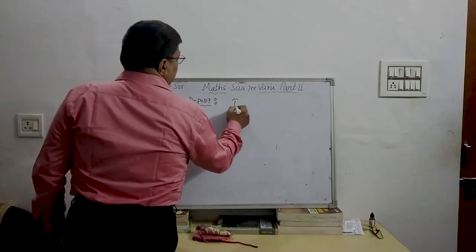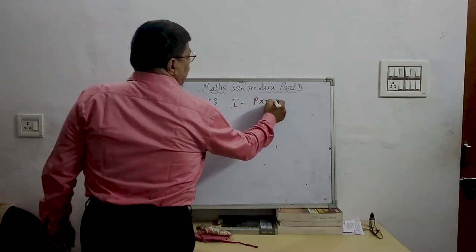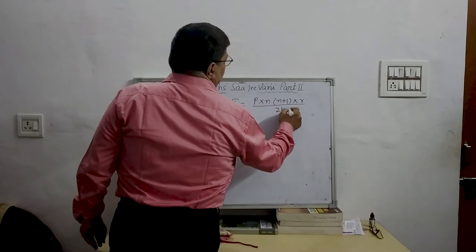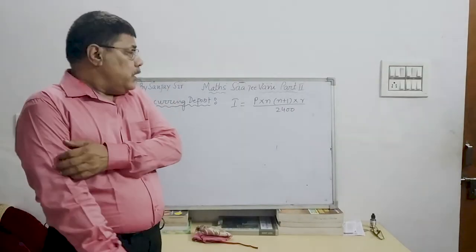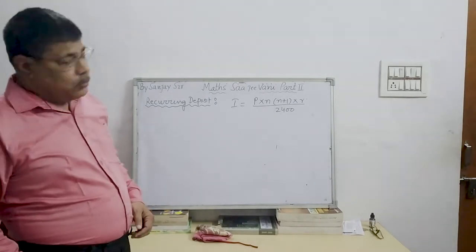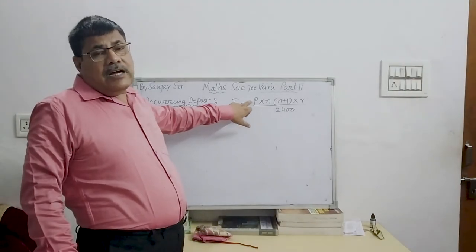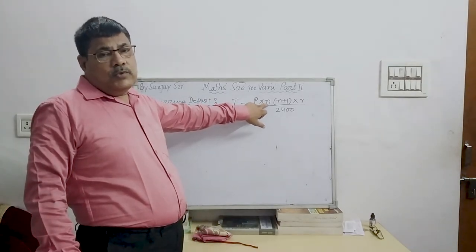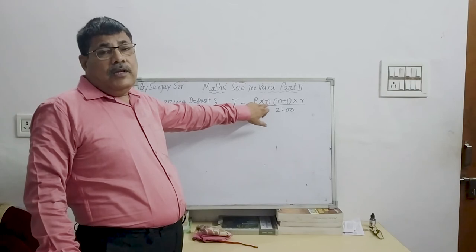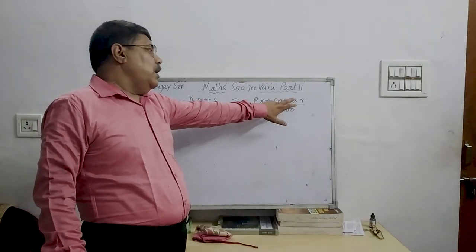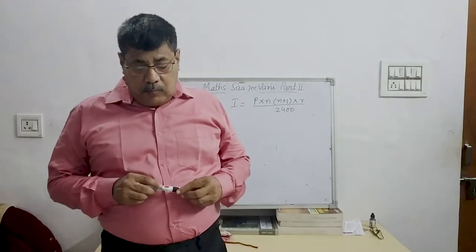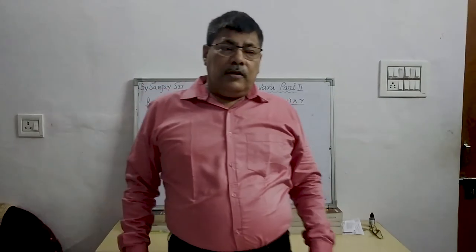The formula will be I equal to P into N into (N plus 1) into R upon 24 by 100. What is P? P is the monthly installment you are depositing. N is the total number of months. Suppose you have opened a recurring deposit for 2 years, it means N will be how much? 24. N plus 1, R is the rate of interest. Okay, children? I think these formulas will help you a lot for solving the questions in an easy way.